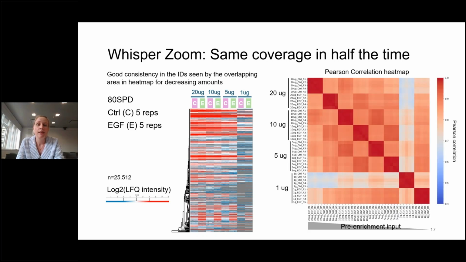Furthermore, we have a really nice correlation among replicates across the different input amounts. However, we do see a minor decrease in the correlation for the control samples of the 1 microgram, and it could be related to the very low input.